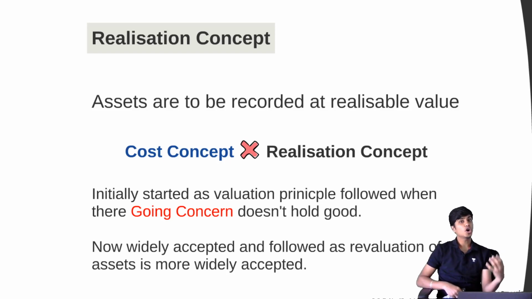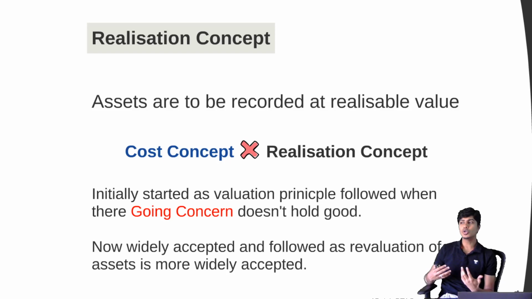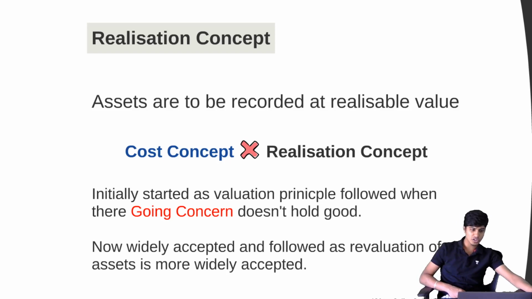75 if the organization is a going concern, meaning if I have an intention to continue my business for now. If I don't see myself continuing the business for long, in the foreseeable future, in the near future I'm winding up, then I should record the laptop at only 25,000. I'll go ahead and record it at realizable value. See this? Assets are to be recorded at realizable value. This is the opposite of the cost concept.